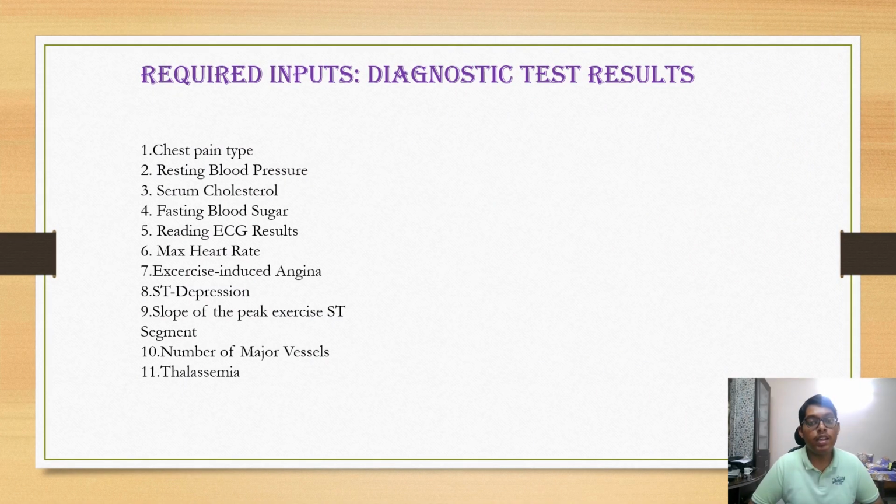So these are the required inputs for diagnostic test results. First one is chest pain type, resting blood pressure, serum cholesterol, fasting blood sugar, resting ECG results, maximum heart rate, exercise-induced angina, ST depression, slope of the peak exercise ST segment, number of major vessels, and thalassemia.